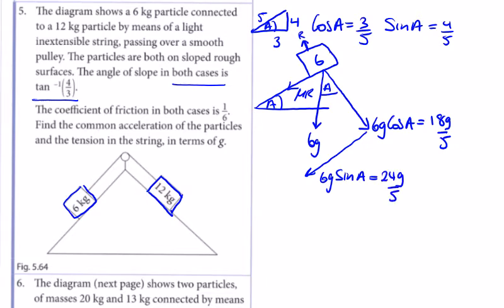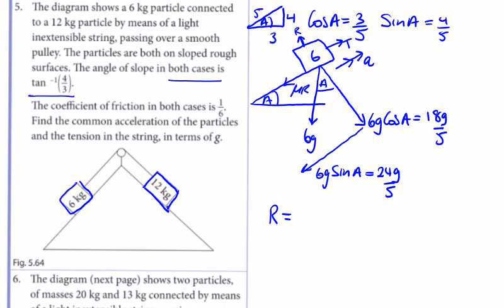And we have tension in the string going this way, and we have acceleration going this way as well. We also have mu R, so I need to get R. R is equal to my 18g over 5, this force here equal to my R going up in this direction. We are told mu is a sixth, so mu R is equal to 18g over 6 times 5, which is 30, and that's going to be 3g over 5.